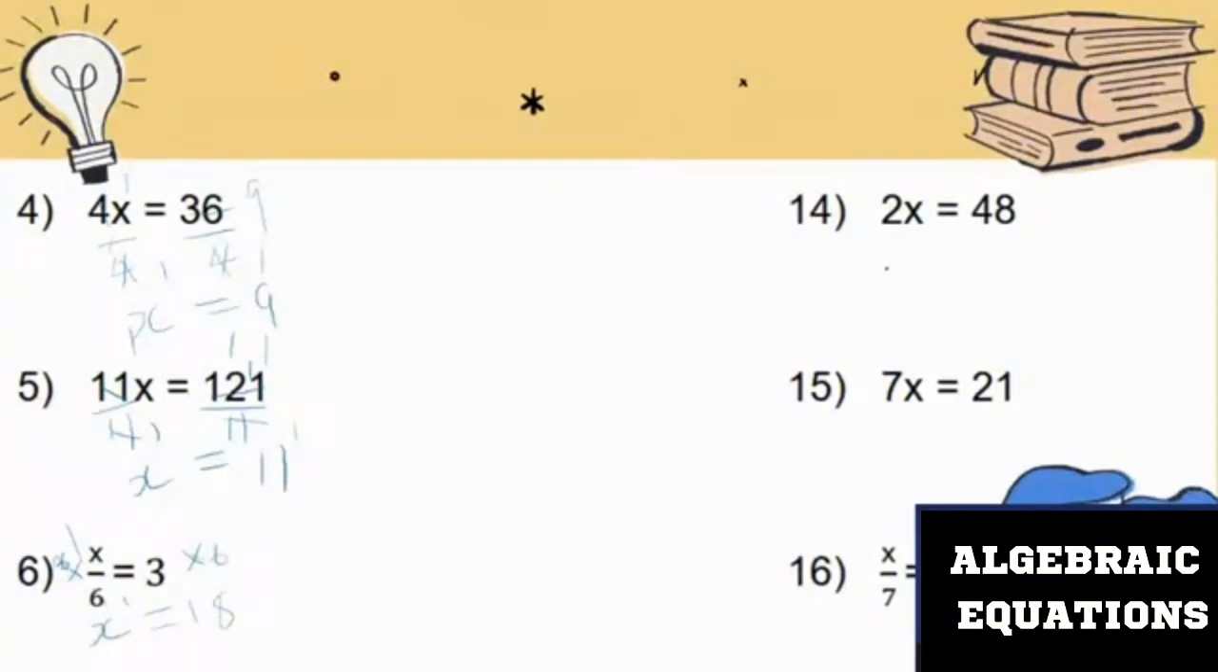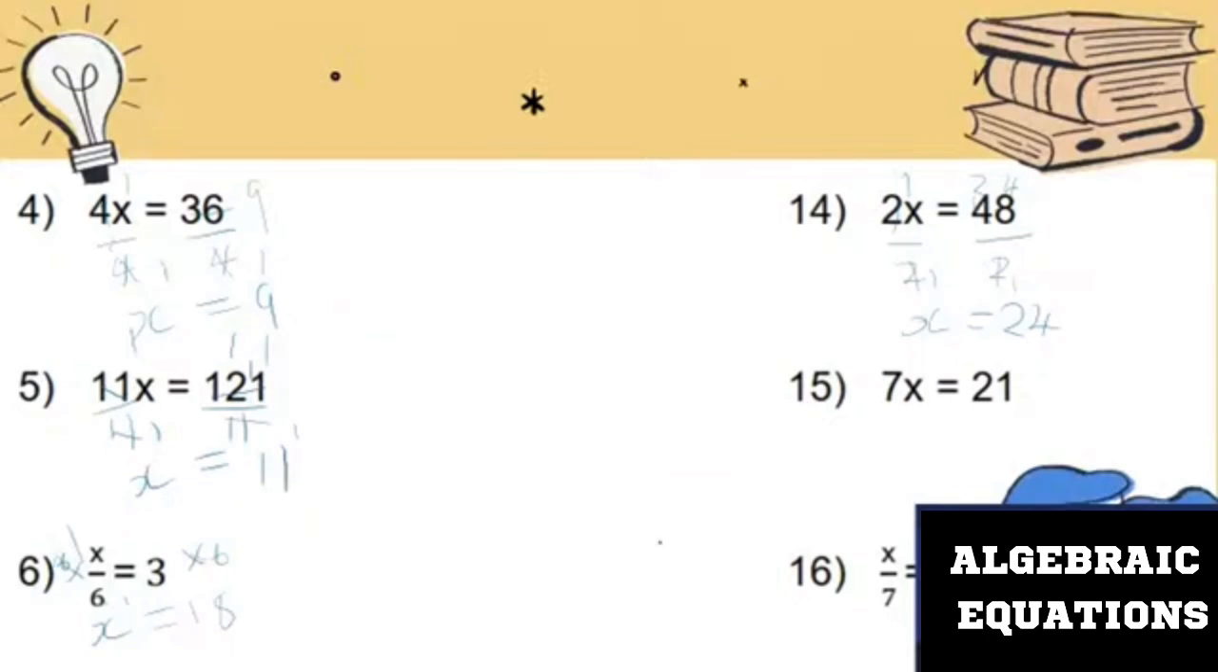Let's look at another one. 2x equals 48. So we're going to divide both sides by 2. 2 into 2, 1. 2 into 4, 2. 2 into 8, 4. So x is equal to 24. So you can see that with algebraic expressions, if you give them enough time and enough practice, you'll be speaking this language of mathematics quite fluently, I think.